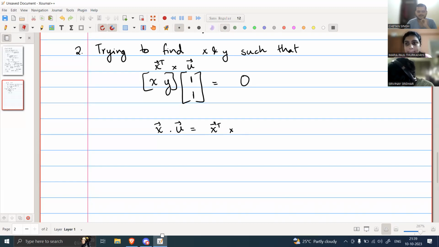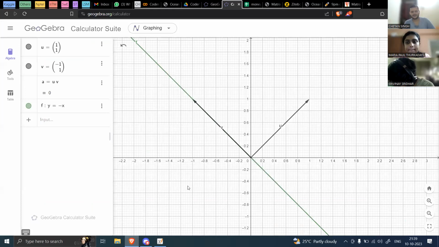It was just a question: draw a vector 1 comma 1 on GeoGebra and find out all the vectors that are perpendicular to that. All the vectors that are perpendicular to that lie on the line y equals minus x. So how did we get there? We took the dot product equal to 0. We found that line graphically, that is y equals minus x.